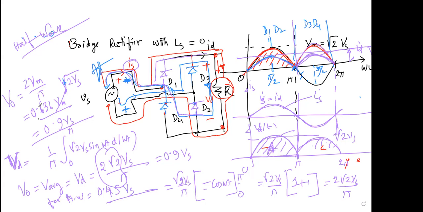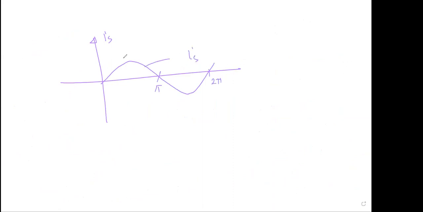Yes, sir. So the wave shape of this current IS is sinusoidal. Let me talk about some things here. Suppose this is the wave shape of the IS, which is going like this. And also this is your IS. And I'm plotting on the same graph. Time scale will be the same.